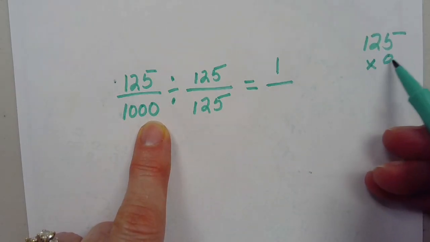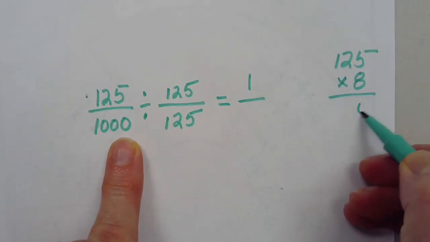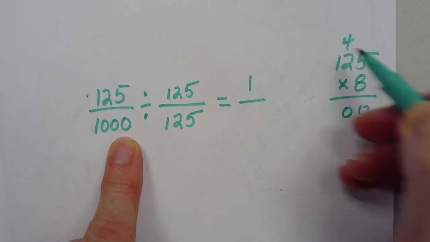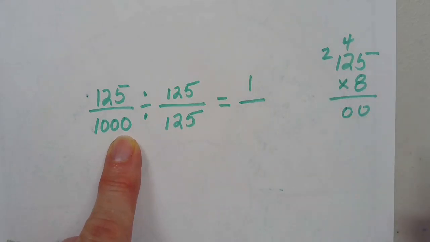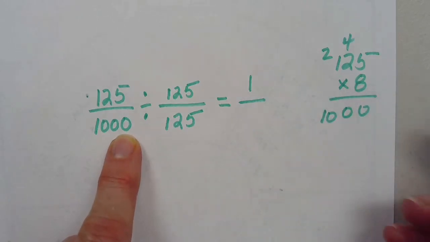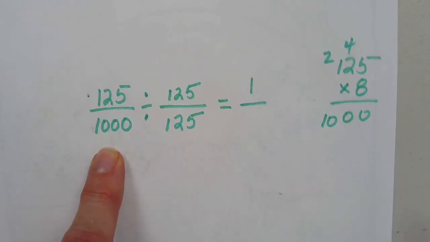Make a guess. 8. All right, let's try 8. What's 8 times 5? 40. What's 8 times 2? 16. Plus 4? 20. What's 8 times 1? 8. Plus 2? 10. Does it work? Yes. Okay, so how many 125s are in 1,000?